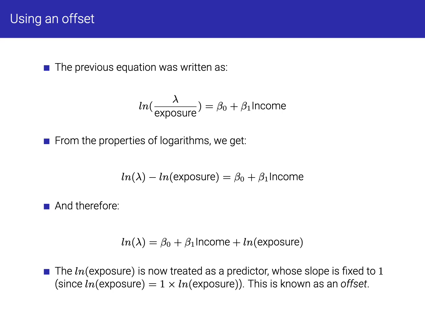In a way, it's a little bit like a predictor whose slope is fixed to 1, right? So it's a little bit like it has a slope, but this slope is 1. And so whenever we have a situation like that, we say that the logarithm of exposure is called an offset. Okay, so we have an offset that is here the logarithm of exposure.